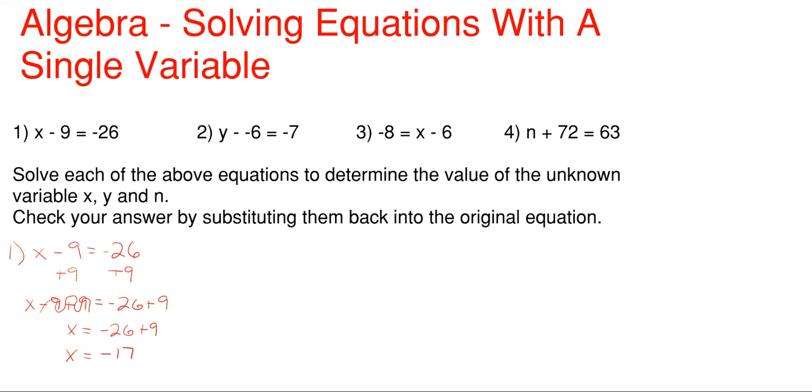So we're going to take this minus 17 and double check our answer. We're going to take this x and plug it back into the original equation with a value of minus 17. So we have minus 17 minus 9. And what does that equal? Well, it should equal minus 26 if we have the correct answer, and it does equal minus 26. So I know that x equaling minus 17 is the correct answer for problem number 1.